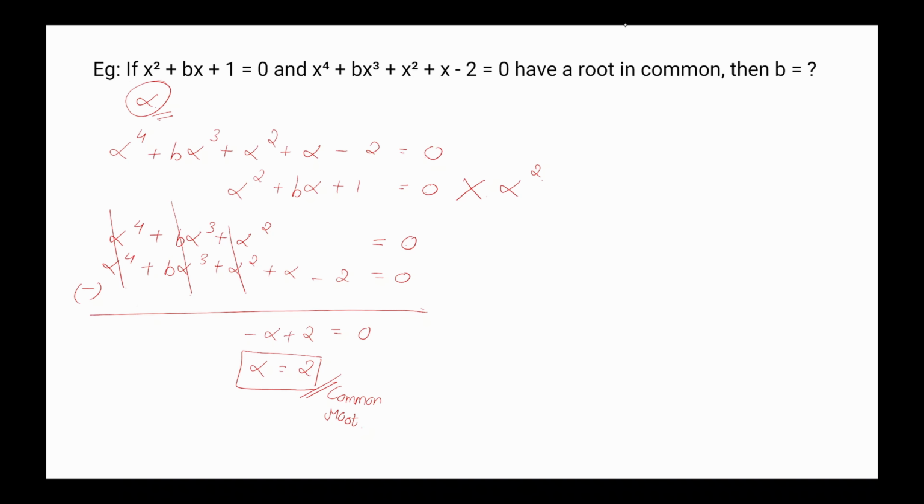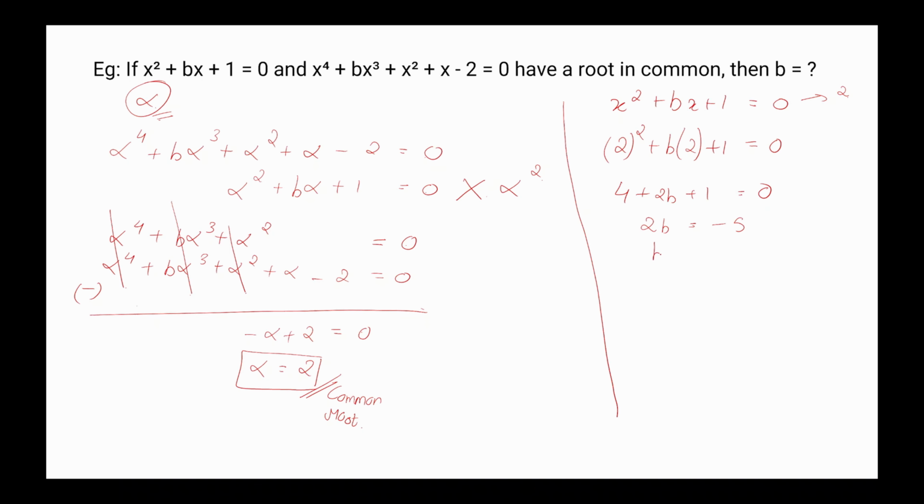So if my alpha is 2, that means my common root would satisfy my equation. So alpha would simply satisfy this equation. One of the roots is 2. So if I put 2 in this equation, it would become 2 square plus b into 2 plus 1 is equal to 0. From here I would get 4 plus 2b plus 1 is equal to 0. So from here what am I getting? The value of b to be minus 5 by 2. This becomes my answer. That was exactly what was asked in the question, to find the value of b.